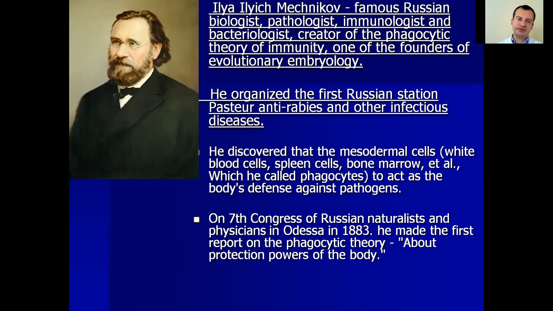Ilya Ivanovich Mechnikov organized the first Russian Pasteur station against rabies and other infectious diseases. He discovered that mesodermal cells, white blood cells, spleen cells, bone marrow cells, etc., act as the body's defense against pathogens. At the 7th Congress of Russian Naturalists and Physicians in Odessa, he made the first report on the phagocyte theory about the protective power of the body.